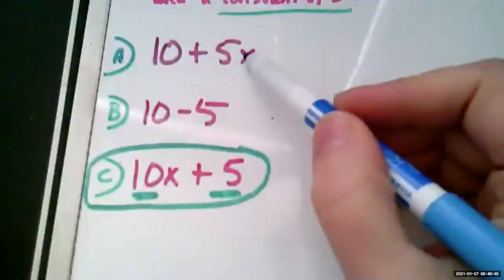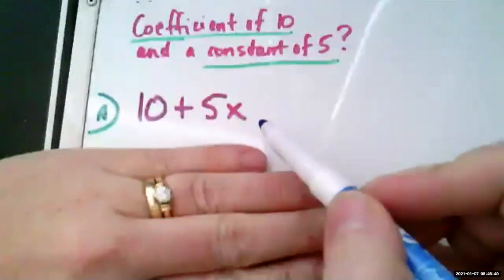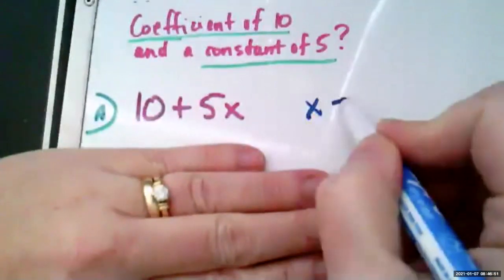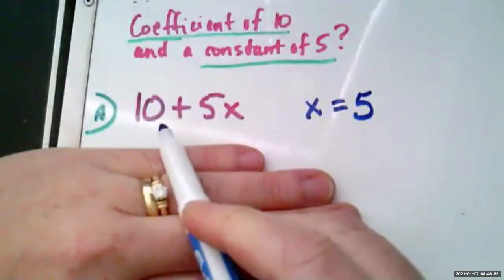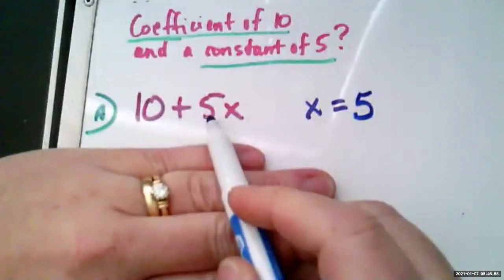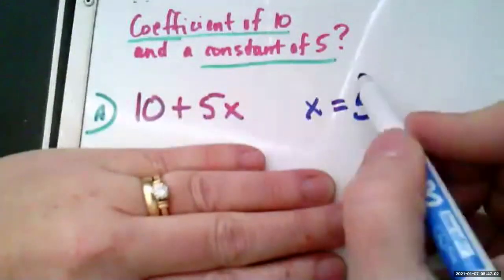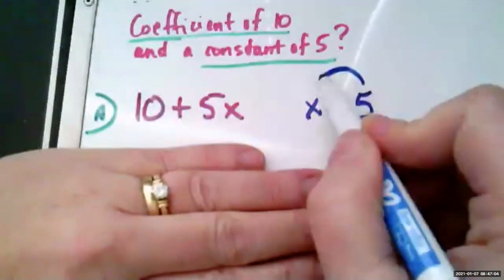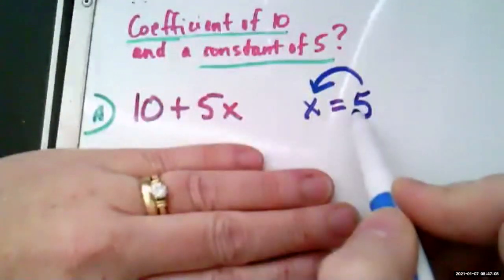Let's say, what if X, I'm going to go up here to letter A. What if X equals 5, then what is 10 plus 5X? In this instance, you are just going to plug in the number for the letter. So instead of X, you have 5.